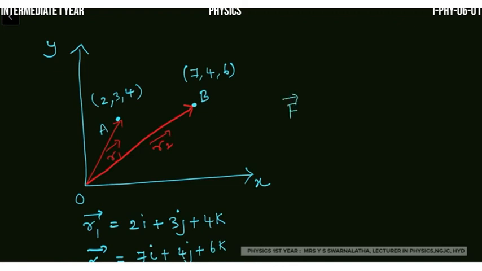So our point is moving from A to B. Between this movement, the force vector F is equal to 2i plus 5j plus 4k. When our particle is moving from point A to point B, the force acting on the particle is given in vector form as 2i plus 5j plus 4k.